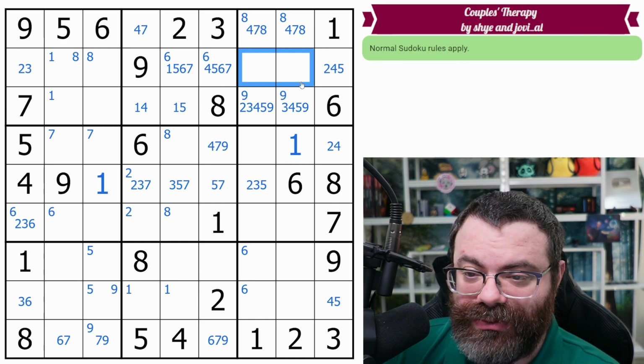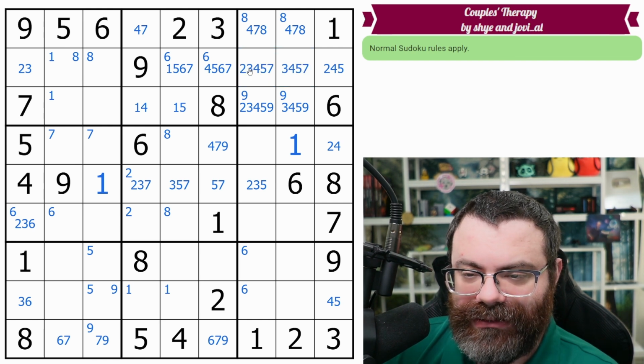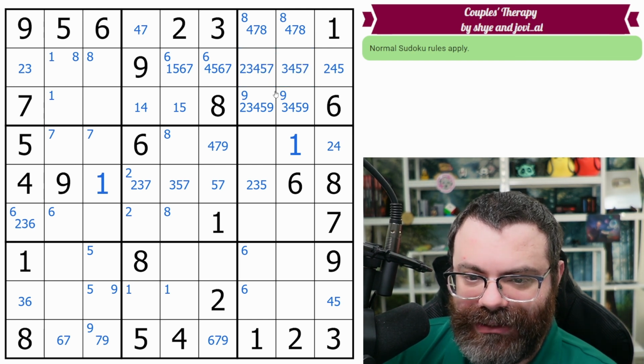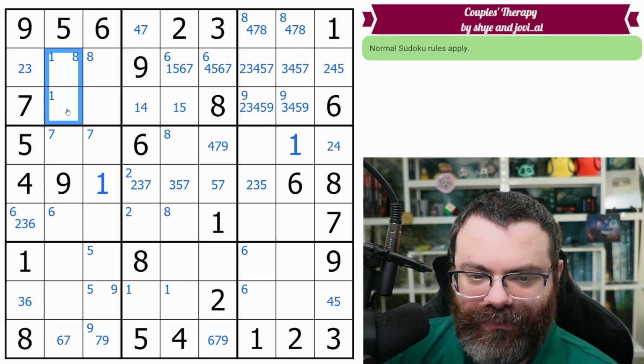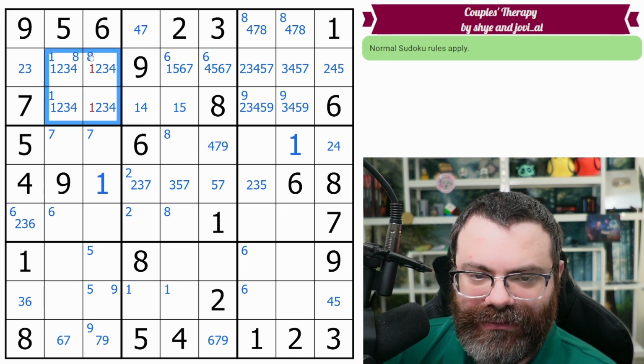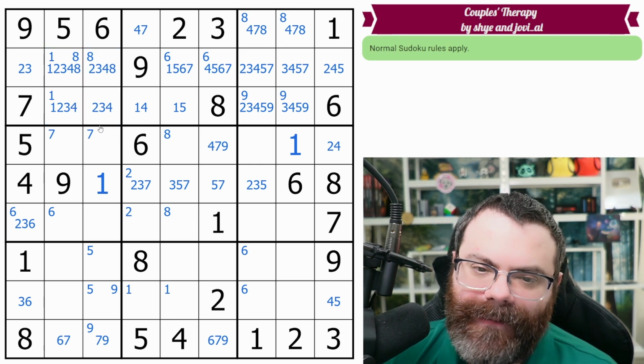We need 2, 3, 4, 5, 7, 9. Okay, I don't think what I'm looking for is in here. Here we've got 1, 2, 3, 4. We got 5, 6, 7, 8. Okay. We know these aren't 8. We know these aren't 1s. That's it.